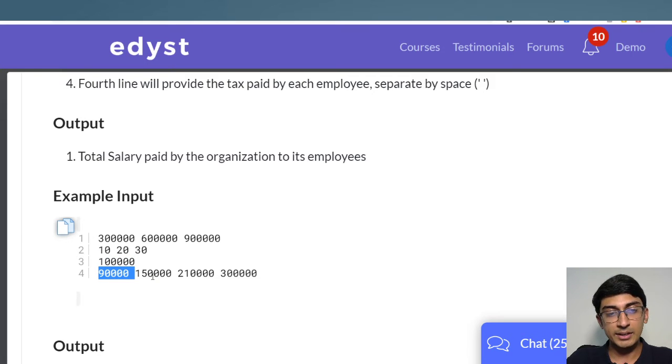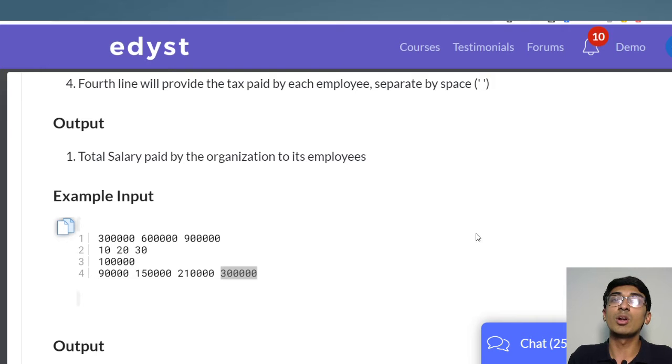And the tax paid by each employee, there can be multiple employees. So one employee pays 90,000, another employee pays 1,50,000, another employee pays 2,10,000, and another employee pays 3 lakh, right? So we have different employees paying different amounts. And what we need to know is, if this employee has paid this much tax, can I get back that employee's salary?